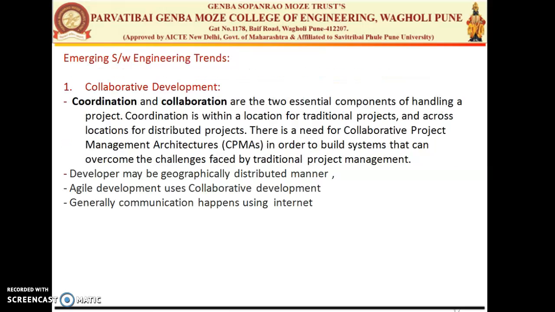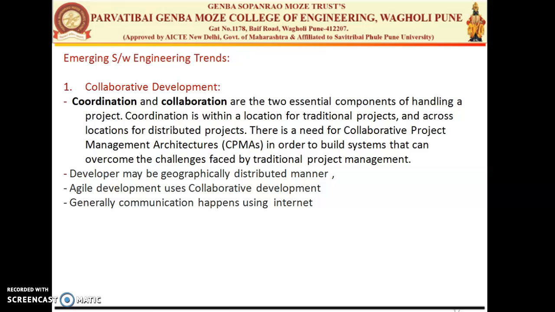So next we'll see the emergent trends in software engineering. First one is collaborative development. As we have previously also seen, collaboration and coordination are the main components of handling projects, because all the things should be coordinating with each other. If you take the agile development process, certain people are working on that particular product. If one copy is altered, the other copy should be altered. So there is always an issue in coordination and collaboration. So collaborative development is an essential component of handling the product.